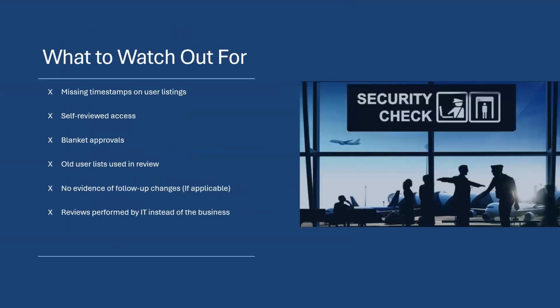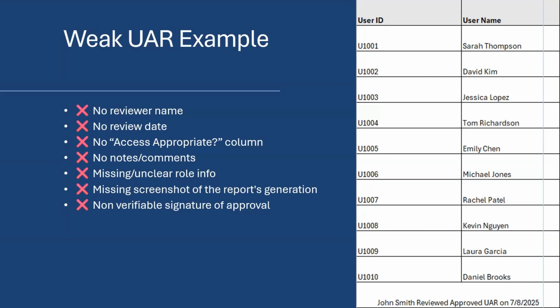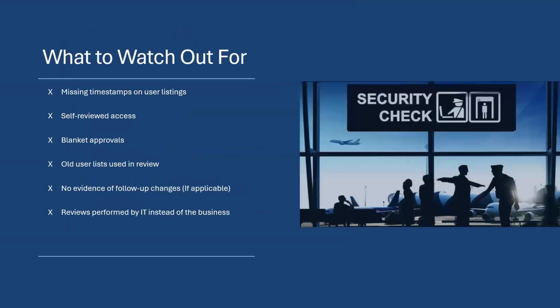So just watch out for missing timestamps on user lists and self-reviewed access. Let's see, did John Smith review himself? Well, I don't even know if John Smith reviewed it, but just some things to look out for. Self-reviewed access, blanket approvals. I know you guys would probably complain about this about auditors, but we're looking for the individual line item review. Did we see you review each line item? That's something we'd expect to see. Also, no evidence of follow-up changes if there's anything inappropriate.